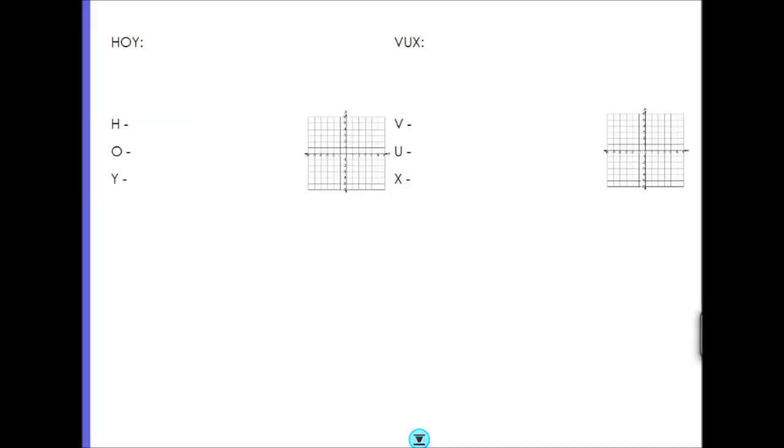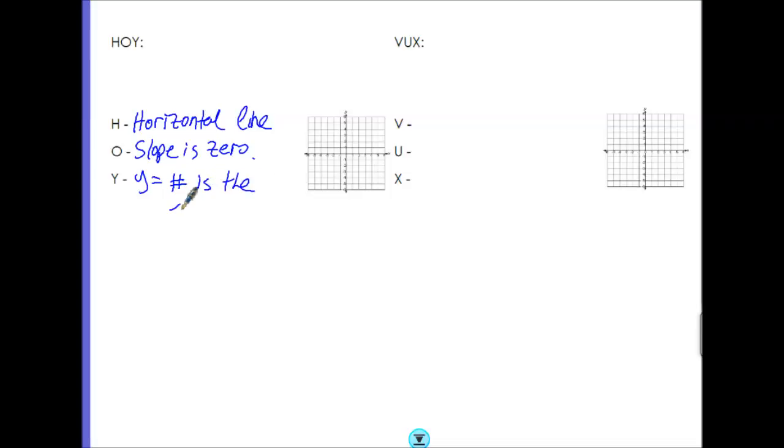Let's recap with HOY and VUX again. HOY is for horizontal line. The slope is 0. And y is equal to a number is the equation of the line. Your horizontal line can be anywhere on the graph as long as it's horizontal. This one would be y is equal to negative 3 line.